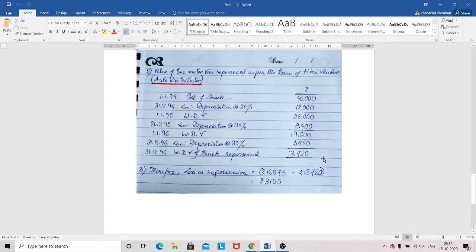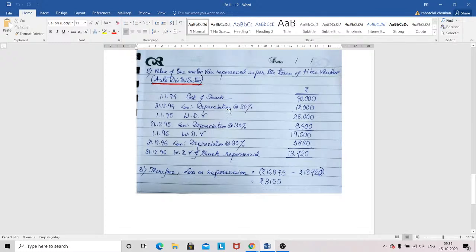Now look at that scenario. As per your books of accounts, the value of the motor van repossessed is 16,875, but as per the hire vendor, the value of the repossessed van is 13,720. দুটোর মধ্যে ডিফারেন্স খেয়াল কর, একজন বলছে অ্যাজ পার দ্য হায়ার পারচেজারের বুকসের হিসাবে বলছে 16,875, হায়ার ভেন্ডার বলছে না আমি এটাকে নিয়ে যাবো হচ্ছে 13,720. So there is no way out for the hire purchaser, rather he has to bear some loss. Therefore the loss on repossession will be 16,875 minus 13,720. So your loss on repossession will be 3,155.